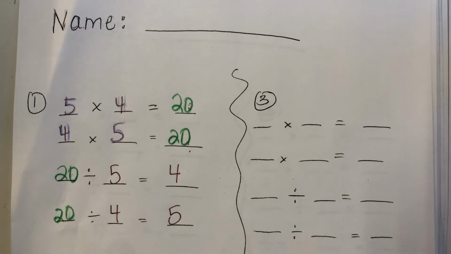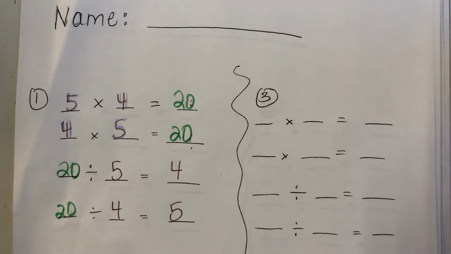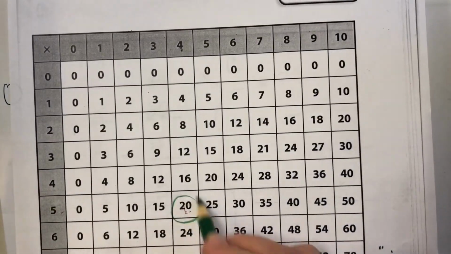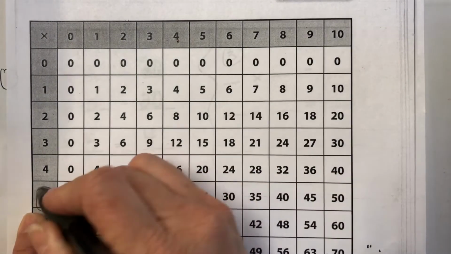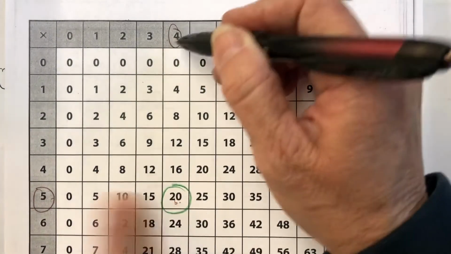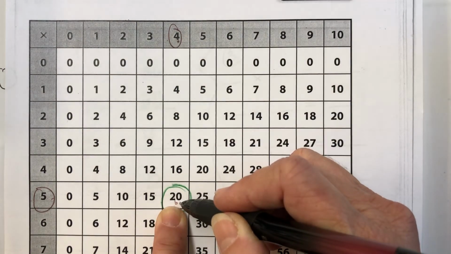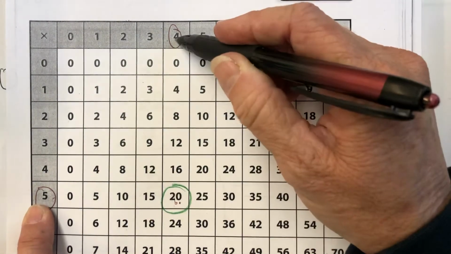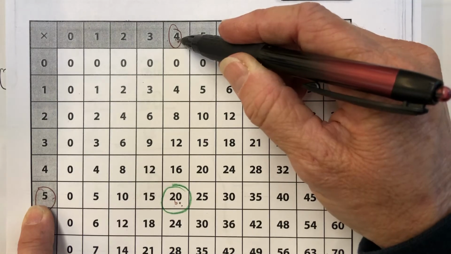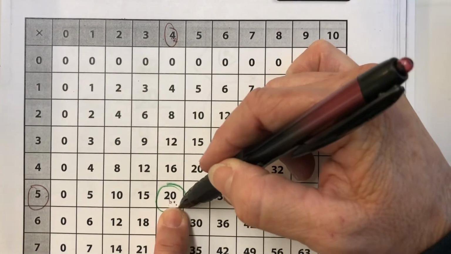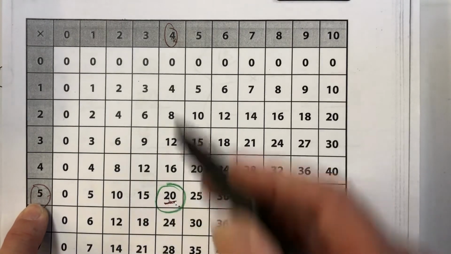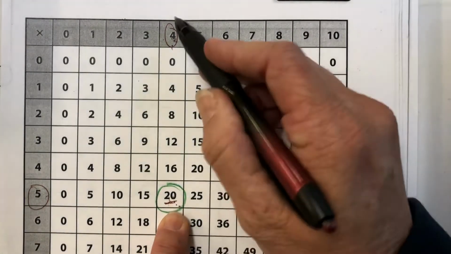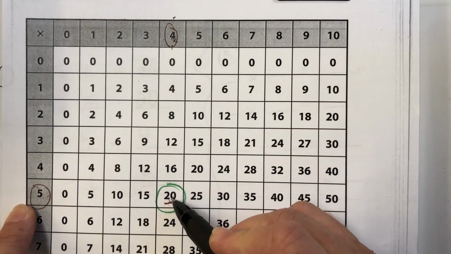Okay? So, what we did here was we randomly put our finger on 20, right? And then I looked at it and went, okay, my 2 factors, 5 times 4, that's where these 2 would meet, right? So 5 times 4 is 20. And then I can do my switcheroo. 4 times 5 is 20. Then for division, it's 20 divided by 5 is 4. And 20 divided by 4 is 5. Do you see it? Yeah.